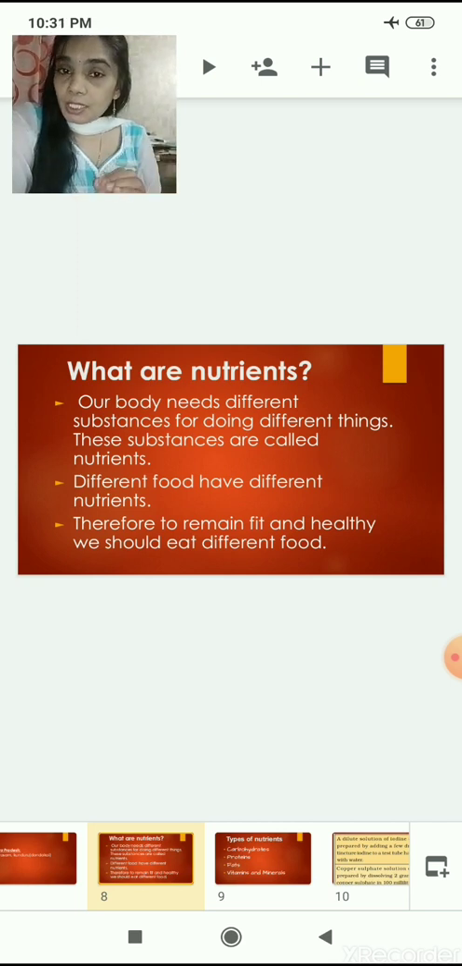So we'll do the test and find out and confirm which nutrients are present in that particular food item.